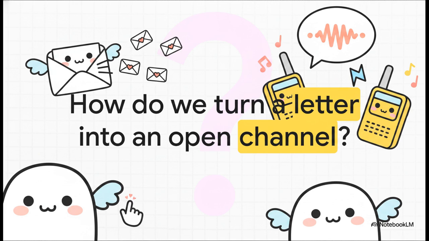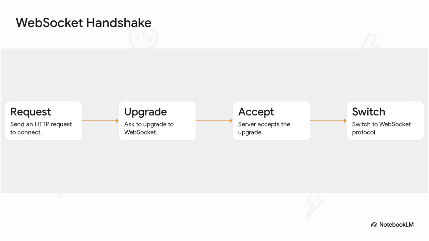So how exactly do we convince the internet to drop the slow letter-writing routine and suddenly switch over to an open, high-speed walkie-talkie channel? Well, the answer is this brilliant little technical dance called the WebSocket handshake. It actually starts out as a regular, old-fashioned HTTP letter. Your browser sends a message to the server saying, "Hello, I'd love to talk, but instead of sending letters back and forth, can we upgrade to WebSockets?" If the server agrees, it responds with a special code that basically says, "Sure thing, switching protocols now." It's exactly like two people with walkie-talkies agreeing to tune to the exact same frequency right before they start talking.